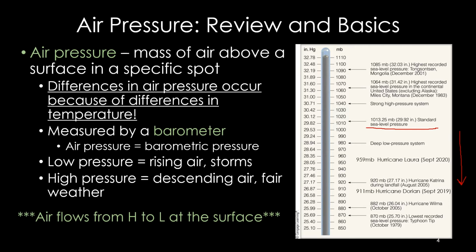You can see Hurricane Laura from September 2020, 959 millibars was the lowest pressure at the inside of that storm. And Hurricane Dorian, 911 millibars back in 2019, was the lowest pressure inside of the core of that storm. Whereas you get to the high pressure here, you're talking about just high pressure and clear weather. So you're not seeing a lot of storms going on above sea level pressure. So one thing to note is that air on the surface always flows from high pressure to low pressure.